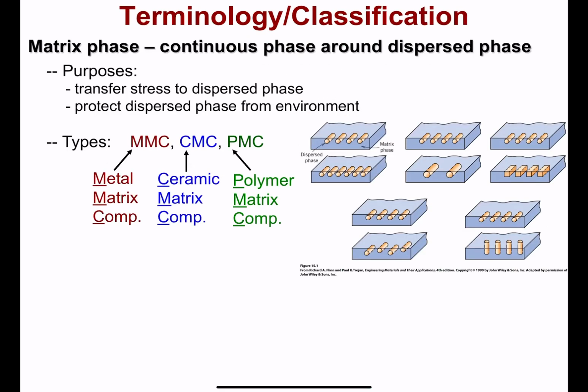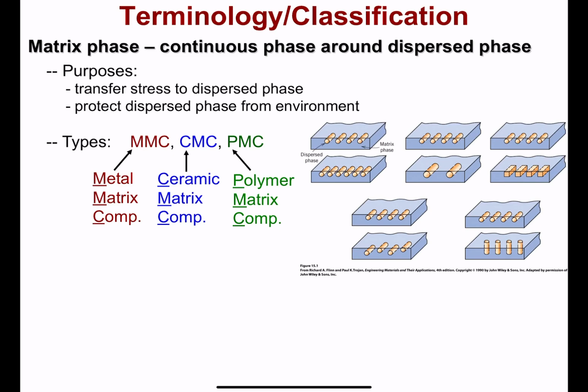So some additional terminology. We've already established that understanding what material is the matrix is important. So the matrix phase is the continuous phase around the dispersed phase. Okay, so what is the purpose of the matrix? Well, it is to transfer stress onto the dispersed phase. And also, the matrix may act to protect the dispersed phase from the environment should it be prone to oxidation or UV degradation, and so the matrix can play a role in that regard.